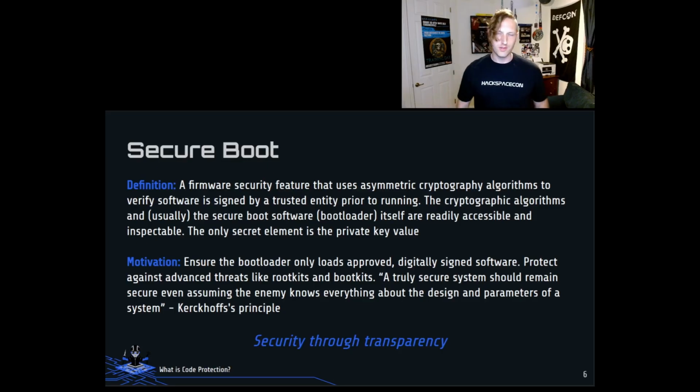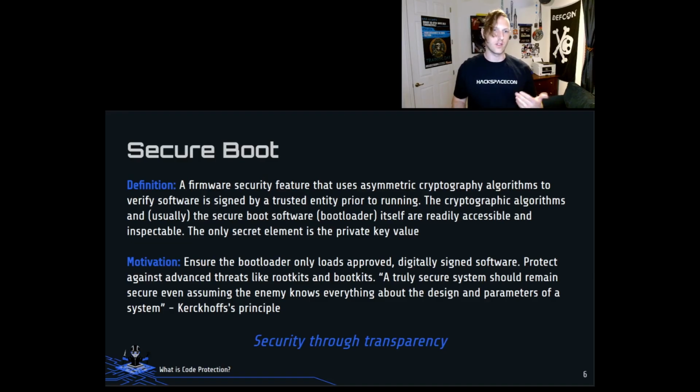There's also secure boot. Now, secure boot is different from code protection, but many of the attacks against it can also target code protection, so we're going to look at a few different attacks against these implementations. Really, this is a firmware security feature that uses cryptographic algorithms to verify that you're running trusted code. Most of the time, the cryptographic algorithms and the secure boot software itself are readily accessible and inspectable. The thing that's kept secret is just the private key value used for that asymmetric encryption. The key purpose here is that it ensures the bootloader only loads approved, digitally signed software.